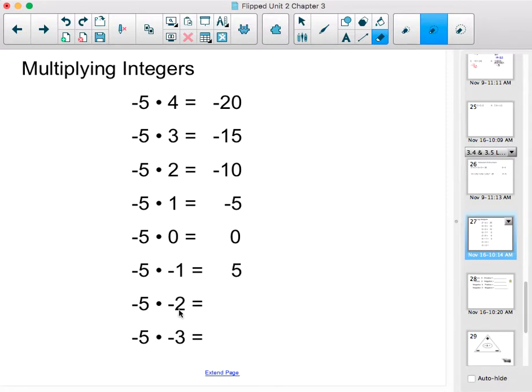So 5 times 2 is 10. Negative times negative gets me a positive, so that means that negative 5 times negative 2 is positive 10. And the same thing for negative 5 times negative 3. Negative times a negative is a positive, and 5 times 3 is 15. So our pattern continues in each of our columns, and we could keep doing more and more of these problems to keep figuring out more negative times negatives or negative times positives.